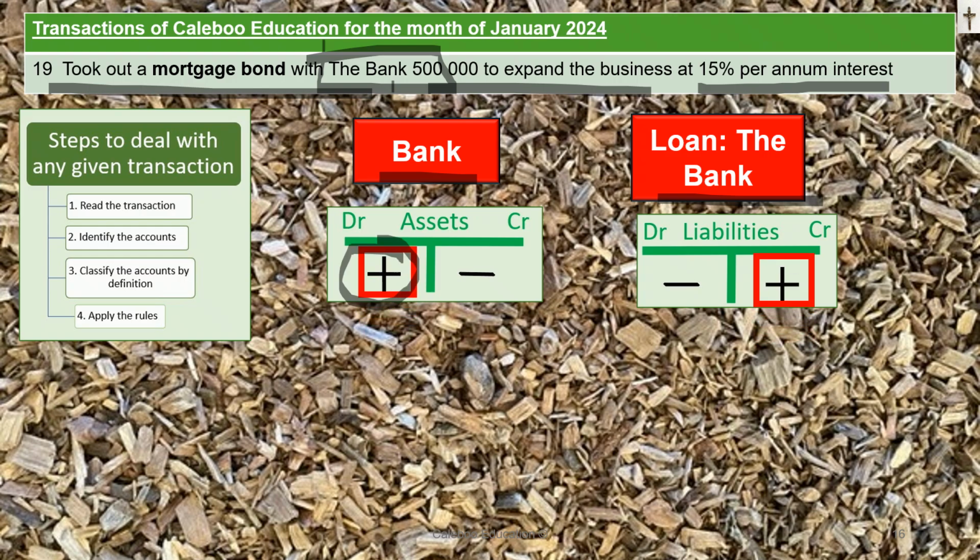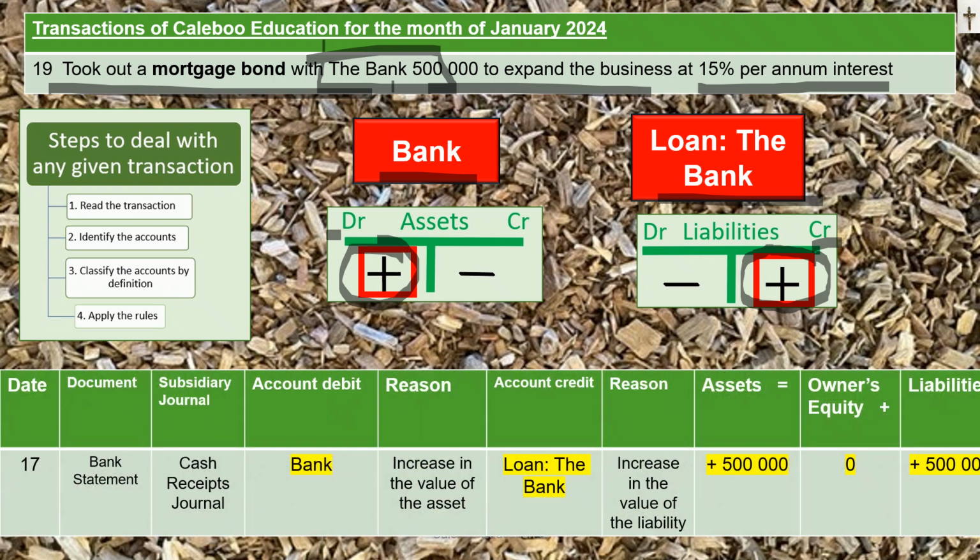It increased. What happened to this long-term loan? The liability increased. Credit, debit. So account debit, our bank balance got bigger. Increase in the value of the asset. What happened to our liability with regard to the loan? It increased. So the results on the accounting equation, assets plus 500,000, liabilities, we owe another 500,000, zero under owner's equity.